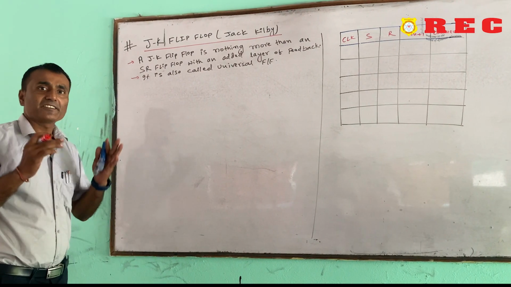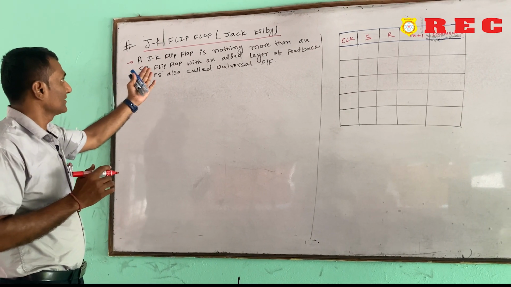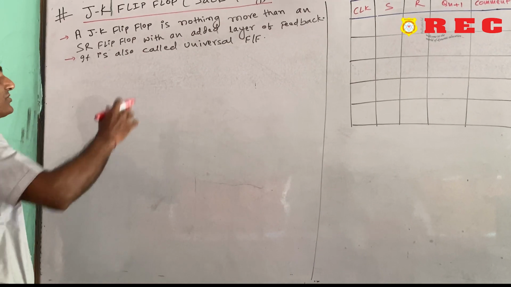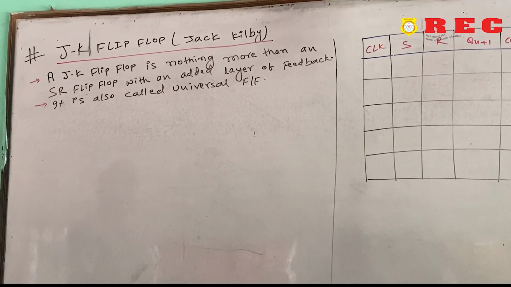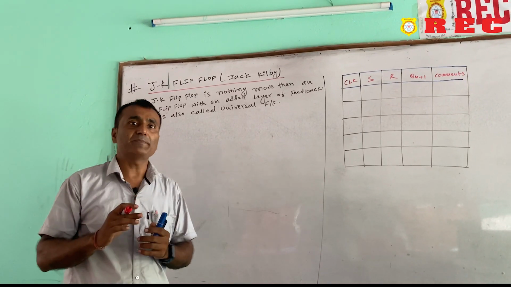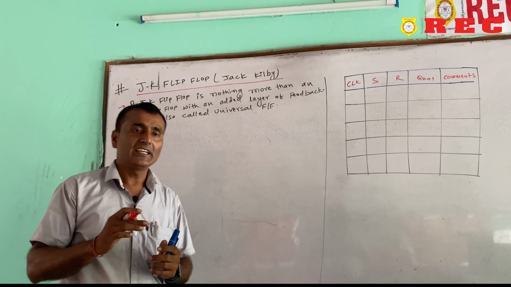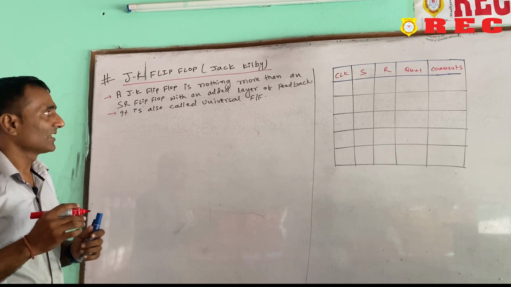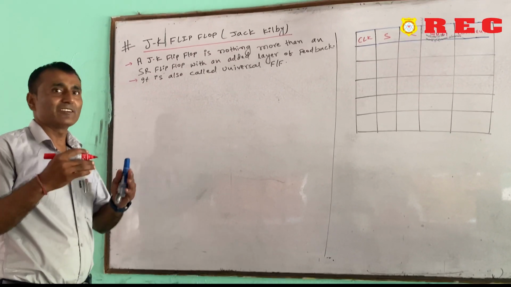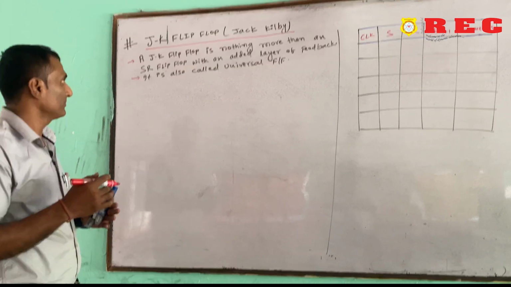So what is JK flip flop? First of all, here is a small definition. A JK flip flop is nothing more than an SR flip flop with an added layer of feedback. We will see in the circuit diagram how this JK flip flop is developed from the SR flip flop.